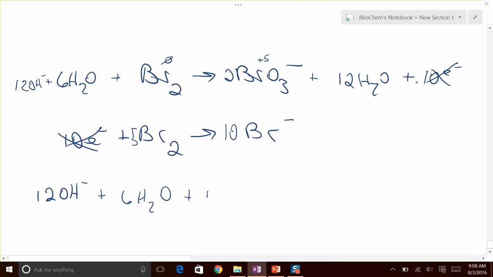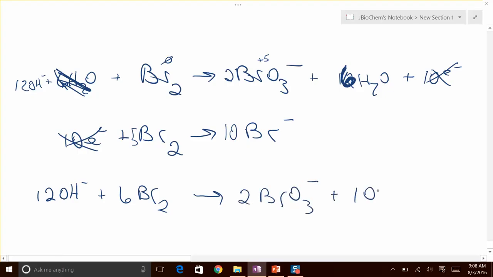Okay, so what do we get? We get 12 OH minuses plus 6 H2Os plus these cancel. Oh, we can get rid of some of those waters. So these are gone, because we cancel those six. So this becomes six over here. So that's six Br2s, right? Produces two BrO3 minuses plus 10 Br minuses plus 6 H2O.